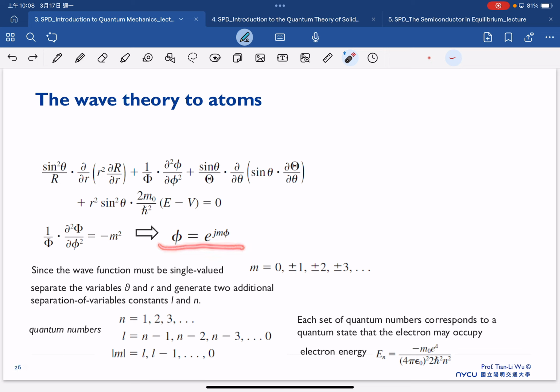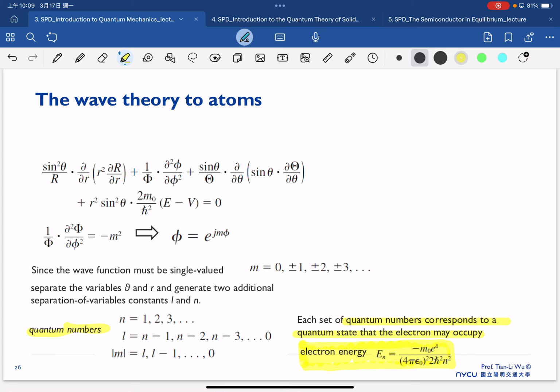So that means that the wave function must be single-valued, which means that n is equal to this one. And that also gives us the idea that we can have quantum numbers here. Each set of quantum numbers corresponds to a quantum state that an electron might occupy. So in the end, we finally have the equation here to express our electron energy, which is quantized.